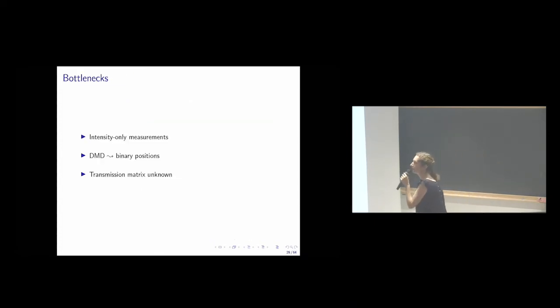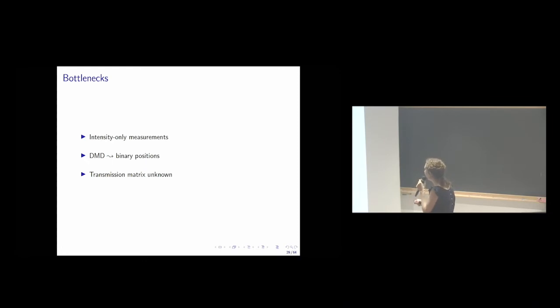From a signal processing point of view, you have 3 bottlenecks in this particular experiment. You have intensity-only measurements, and this is the point of this experiment. You don't have a phase reference, so you have missing phases, which has to be handled. Then, what can be difficult is the DMD, which only offers binary positions. Depending on how you handle that, it could be a problem inside the problem.